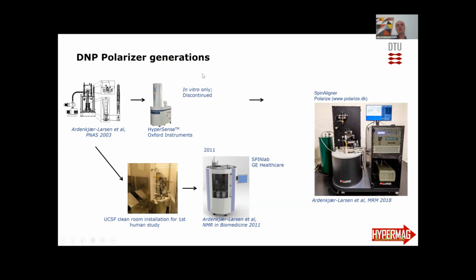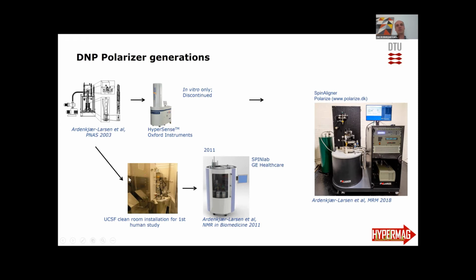So here you see an overview of the development of dissolution DNP instrumentation. The first prototypes were the basis for the Hypersense product from Oxford Instruments, which served the in vitro field. It's now discontinued, and a new, let's say, preclinical in vitro polarizer is available from the company Polarize, which is coming out of my lab and my work. But also the initial polarizers were used in the first clinical trials.